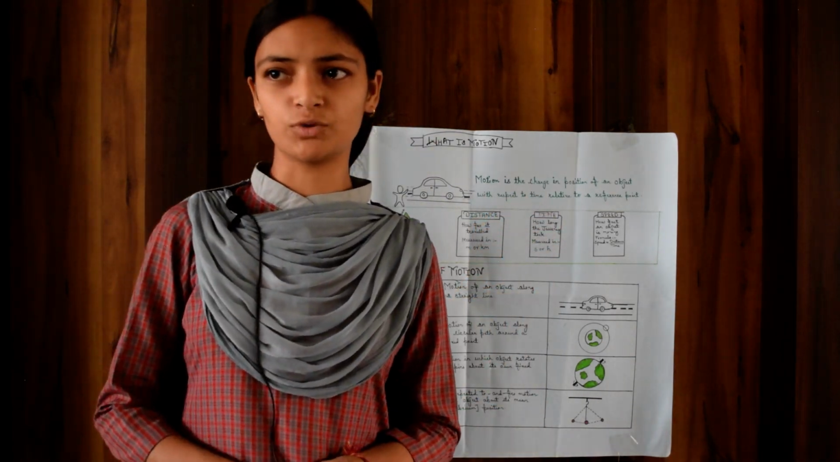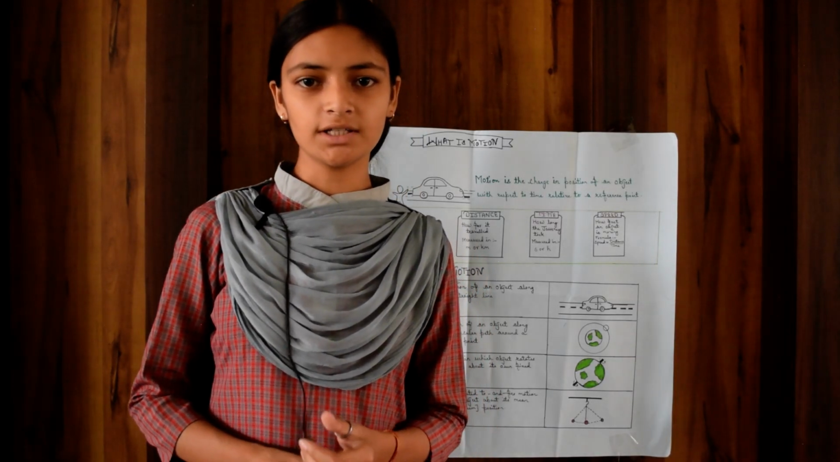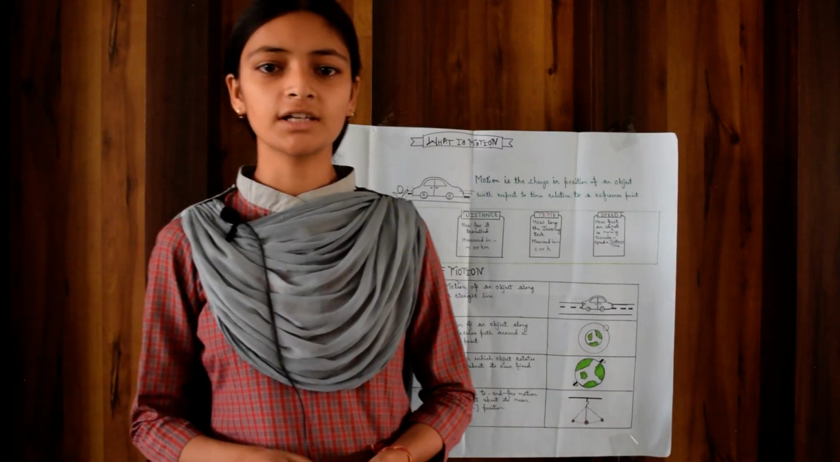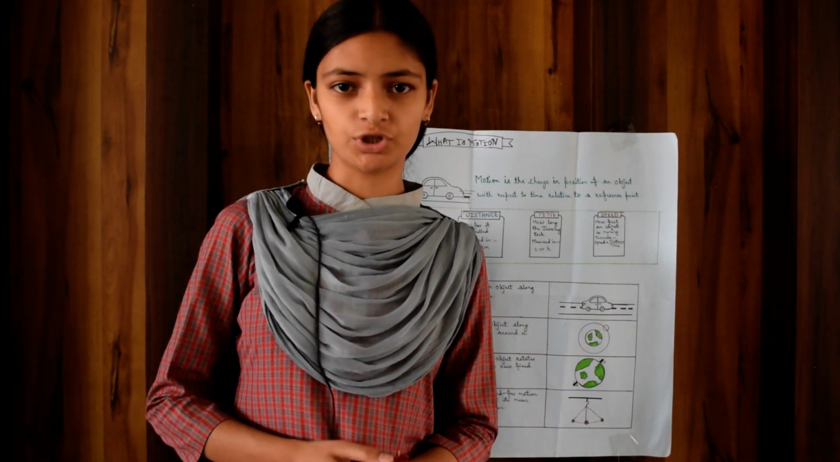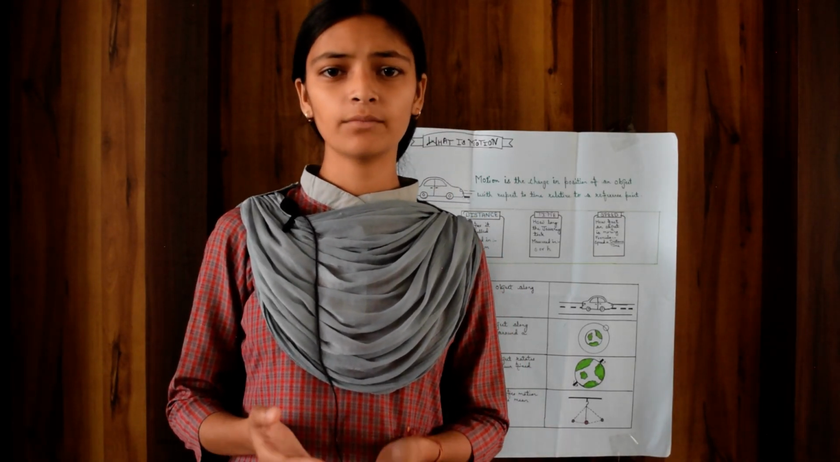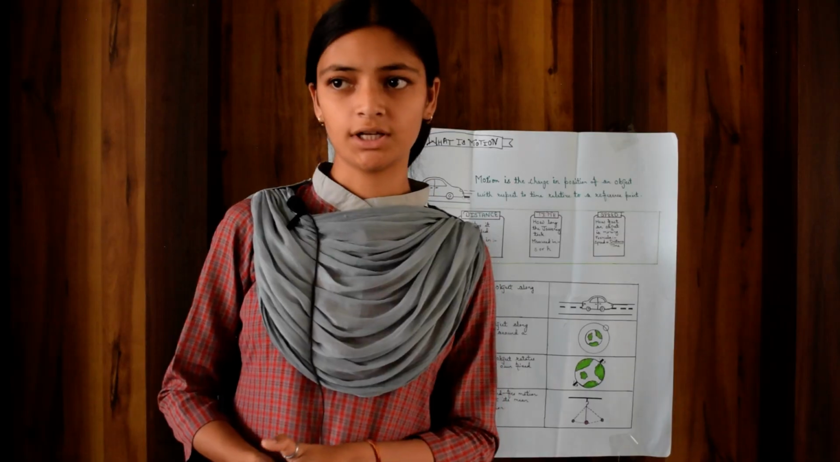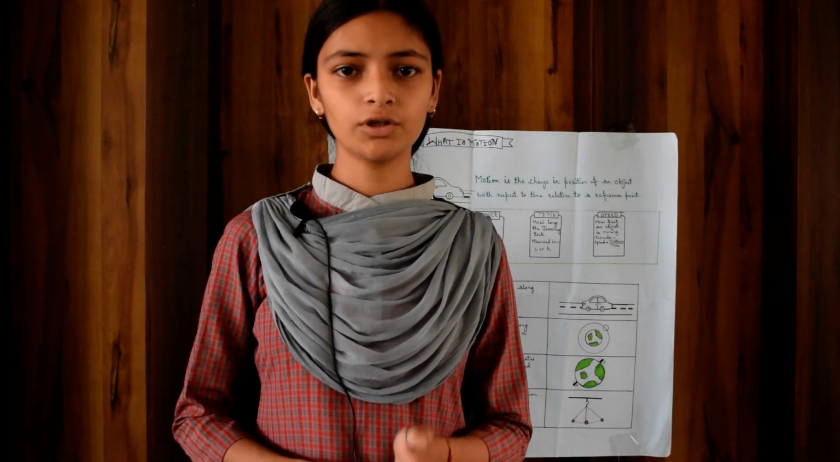So basically, what is motion? When an object changes its position with respect to time, it is known as motion. And next is rest. When an object doesn't change its position with respect to time, it is known as rest. Both rest and motion are relative terms. It means that no object is fully at rest or fully in motion. It depends totally on the observer who is observing it.